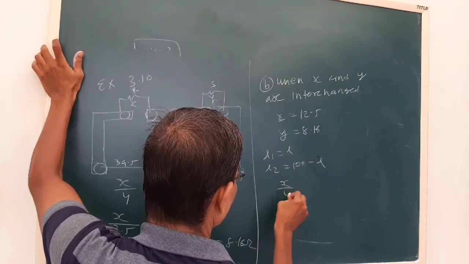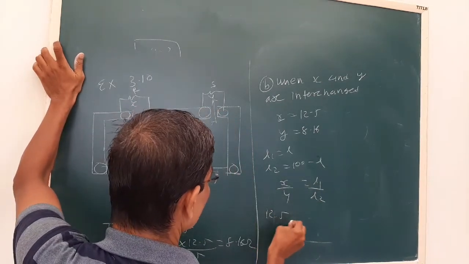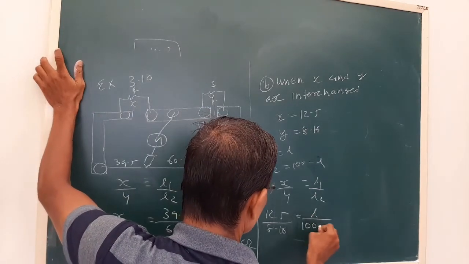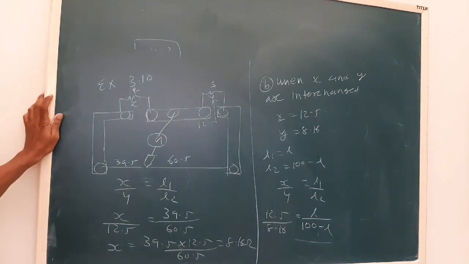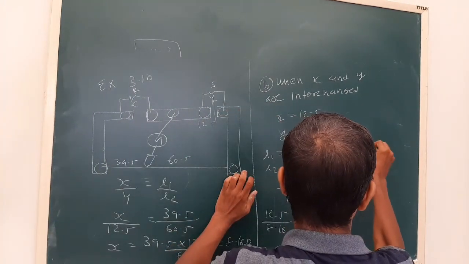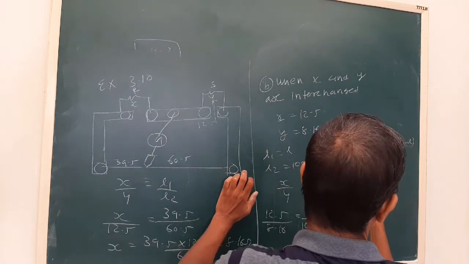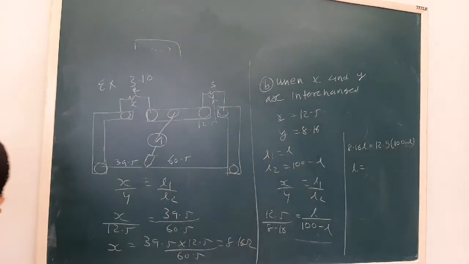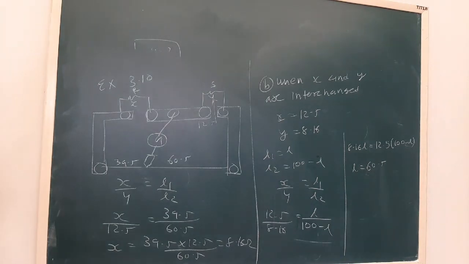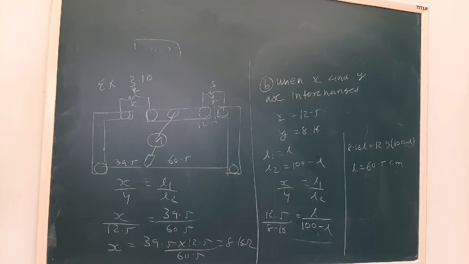So X upon Y is L1 upon L2, that is 12.5 upon... L1 is L. Now we have to solve for L. By solving we'll get the value of 60.5, and that will be in centimeters. Now this is nothing but exercise number 3.10.